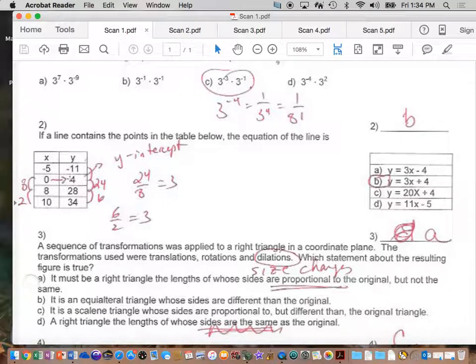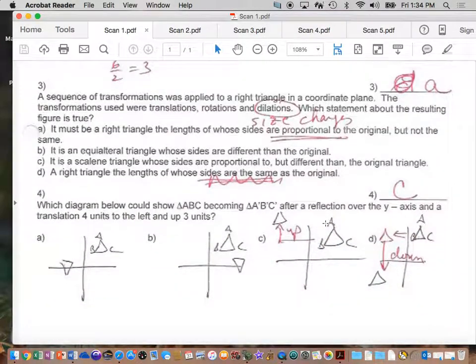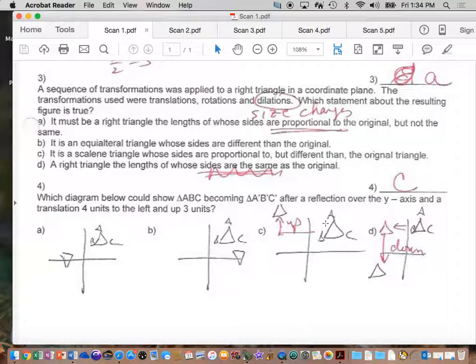Now the y-intercept is always what 0 turns into, the output when the input is 0. So that's 4. So y equals 3x plus 4 is choice B. Any questions on that? No. It's an extremely important skill for both your state test and your final exam to be able to do, and it'll help you a lot next year too.